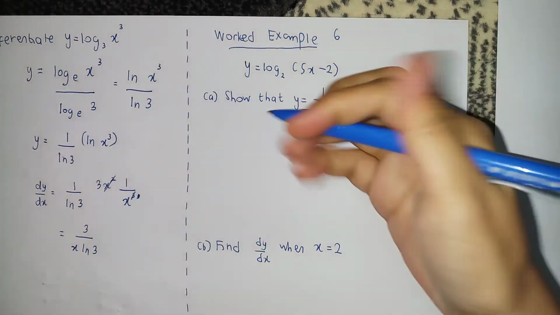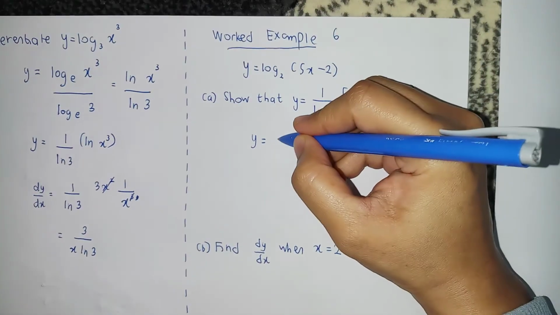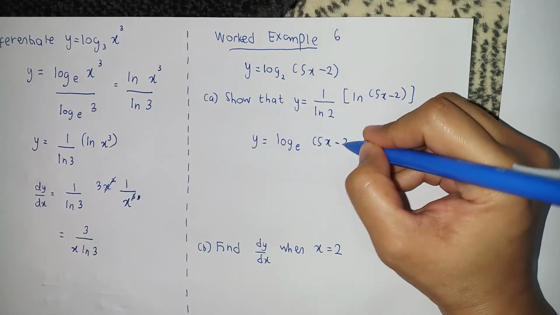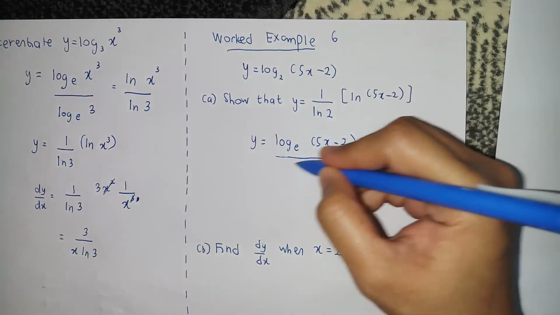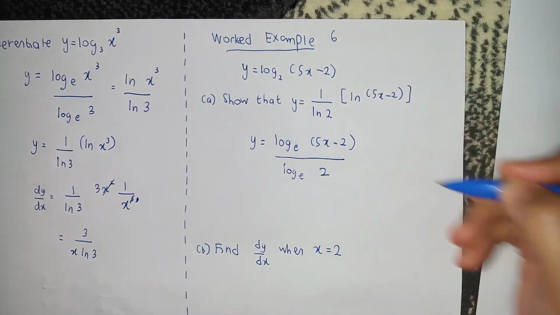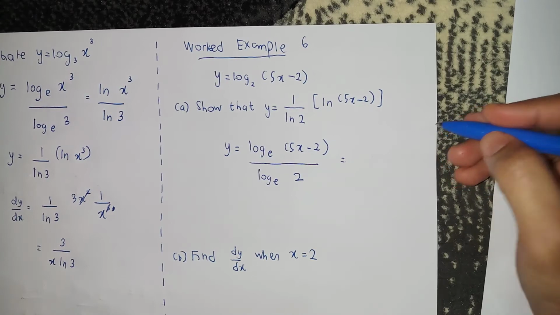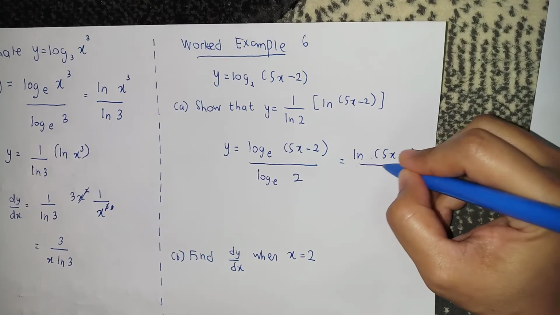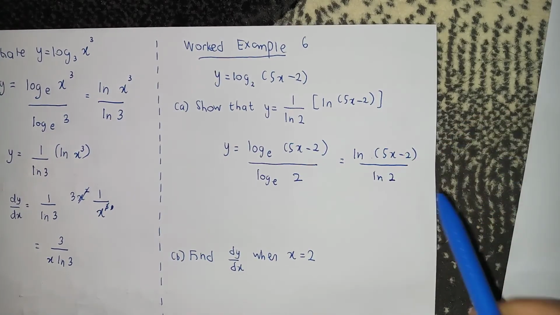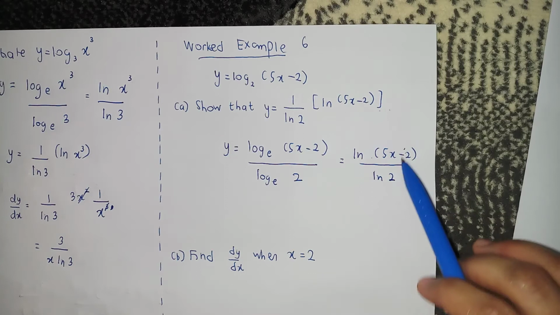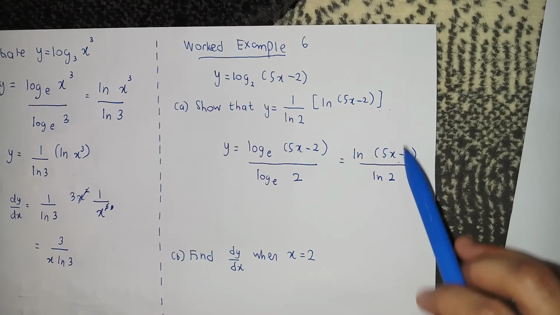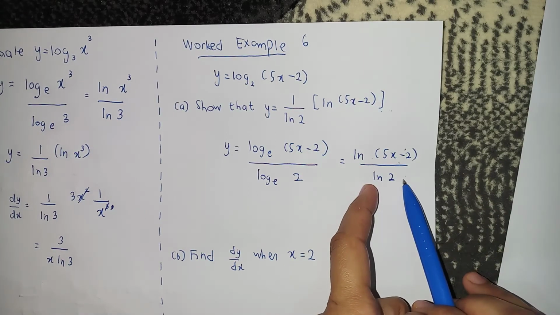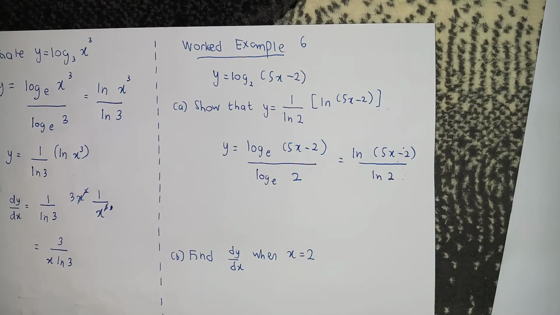So changing base, that is just equal to log to the base of e of 5x minus 2, over log to the base of e of 2. Rewrite that in terms of ln, that is just ln of 5x minus 2 over ln 2. So rewrite that in that form, and you will get your answer. You can simply leave your answer in this form or in this form, it doesn't matter. This form simply means they take out the constant, put in front. Okay, done with that.